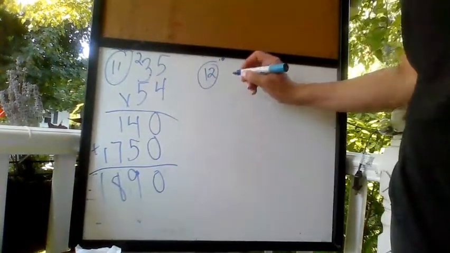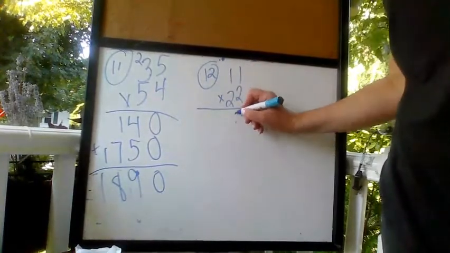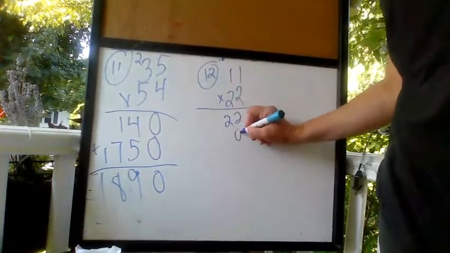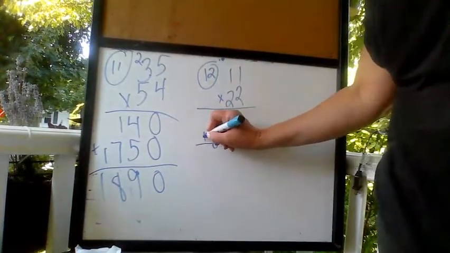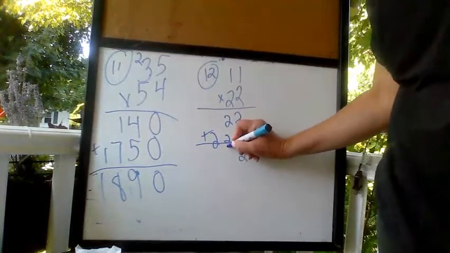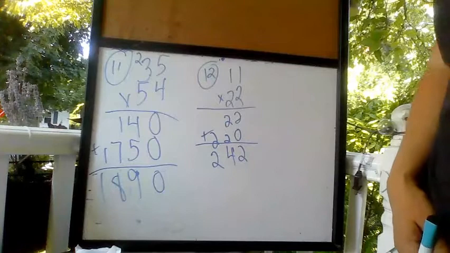Okay, 12. 11 times 22. 2 times 1 is 2. 2 times 1 is 2. Put a 0 here. 2 times 1 is 2. 2 times 1 is 2. Add them together is 2, 4, 2. And the answer to 12 is 242.